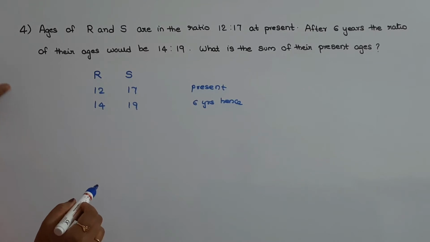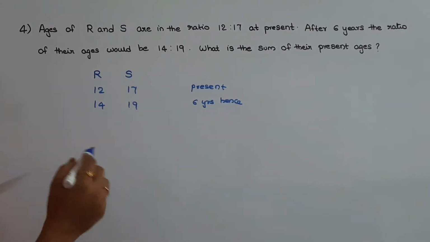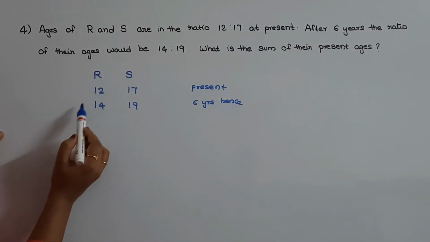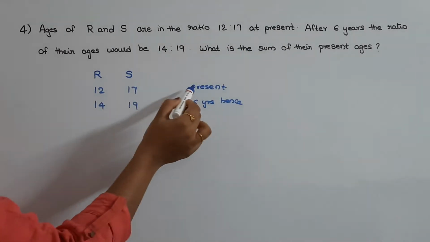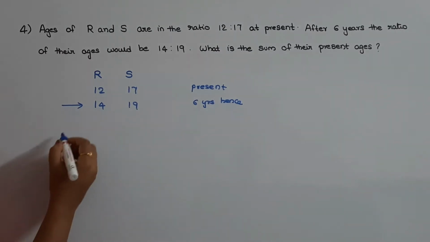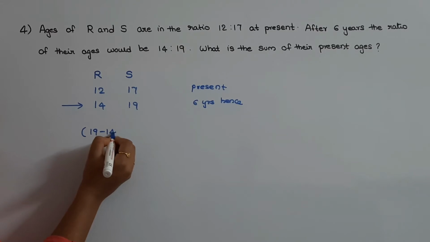Okay. So this question also we need to do in the same method which we have done in the previous question. So in the numerator, we need to take the difference of either this ratio or this ratio. Since we need to find out the sum of their present ages, let us take the difference of this ratio in the numerator. So in the numerator, I am taking the difference of 19 and 14.